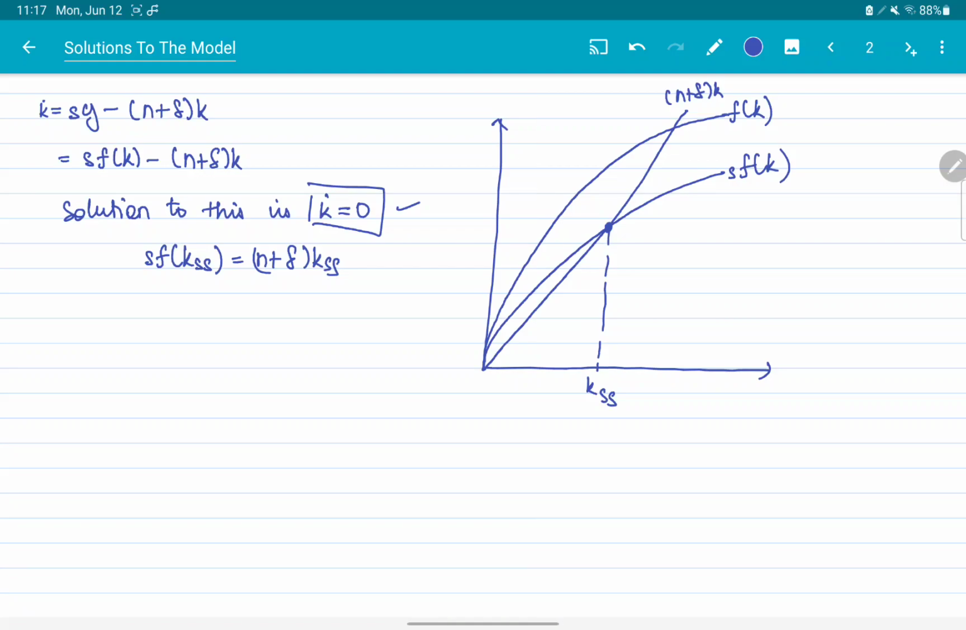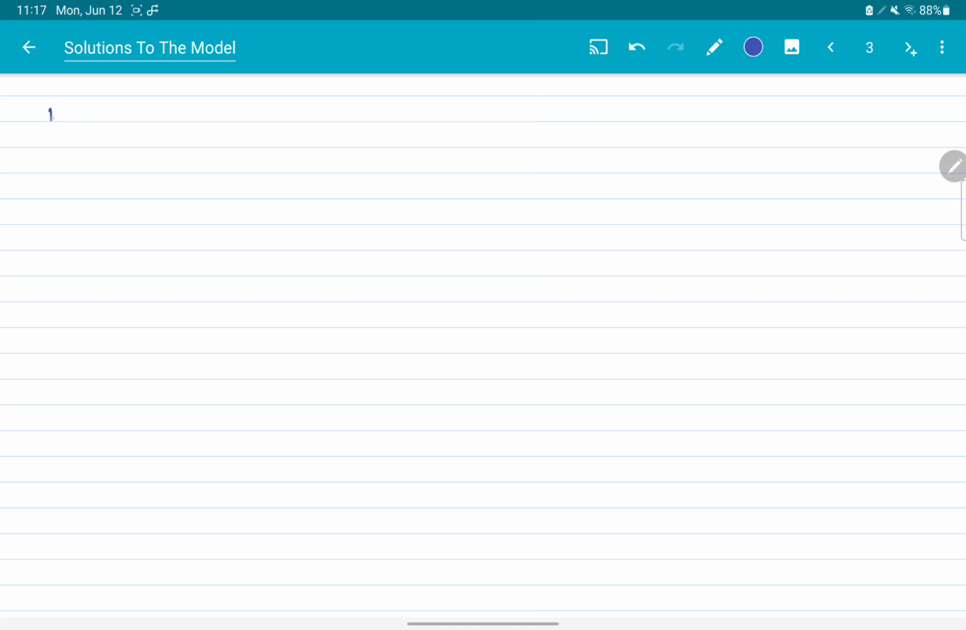Now we are going to deal with two things about this steady state. And this is where we need to be a little careful. Two questions. When does k_SS exist? When is it stable? These are two questions then that we want to answer. Okay, so the first question, when does it exist?